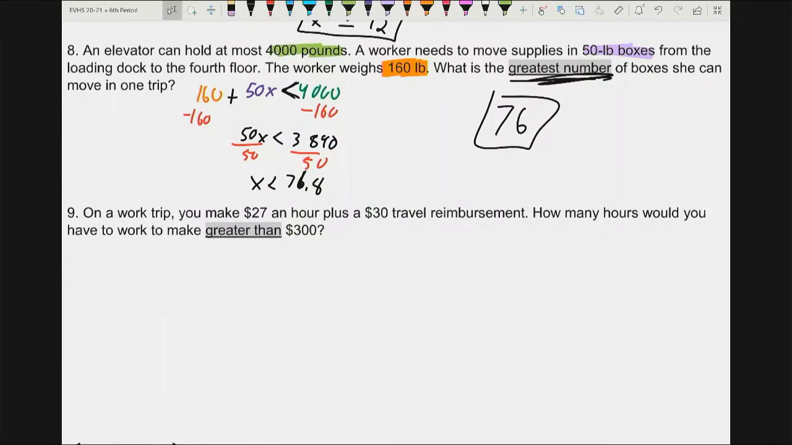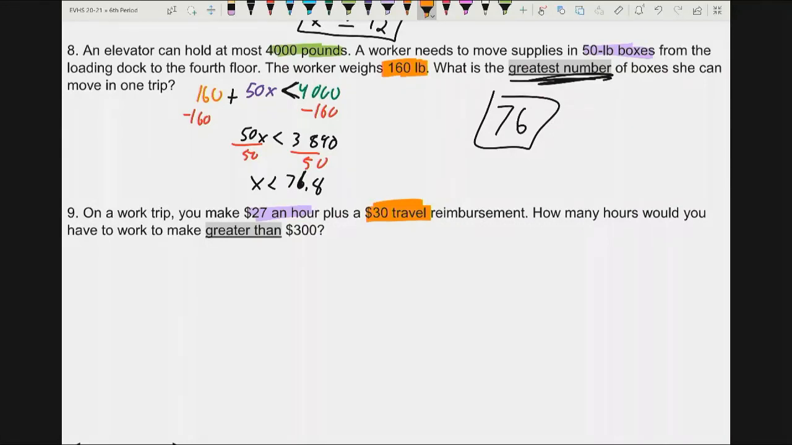Okay. On a work trip, you make $27 an hour. Rate, starting value, or total? Rate. Plus a $30 travel reimbursement. What's that one going to be? Well, we're taking one trip here, so $30 is going to be our starting value. If it was multiple trips, it could also be a rate as well.